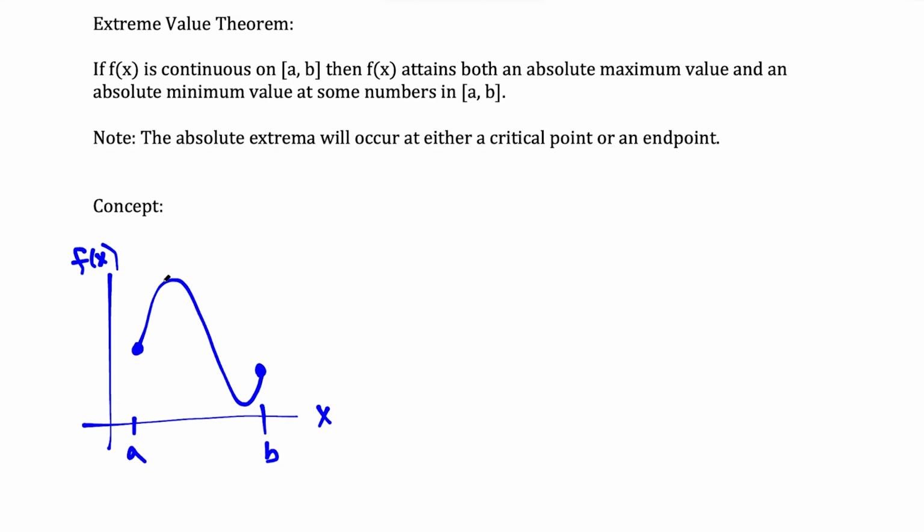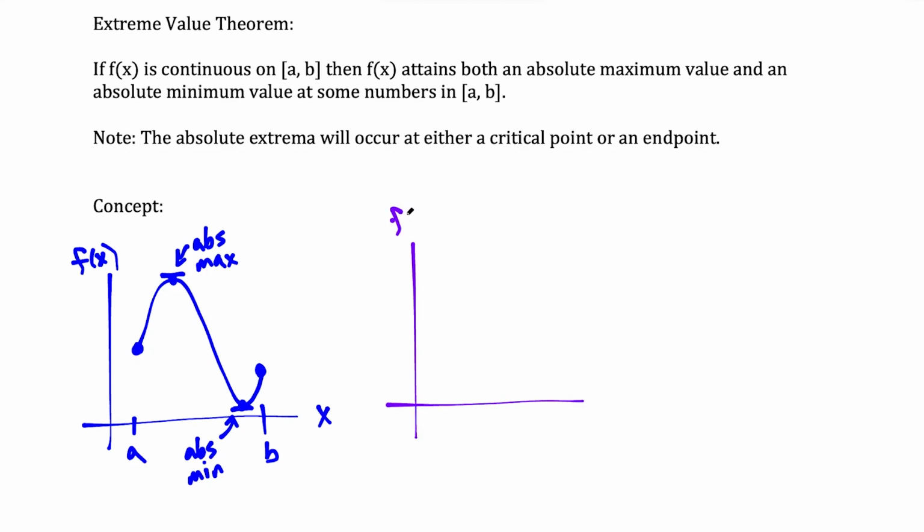So in this case here, notice that if we're looking for the absolute extrema, the absolute maximum is going to occur at this location over here, and the absolute minimum is going to occur at this location over here. So this is our absolute max, and then over here, this is our absolute minimum. And notice in this situation here that the absolute max and min are occurring at critical points where the slope is equal to 0.